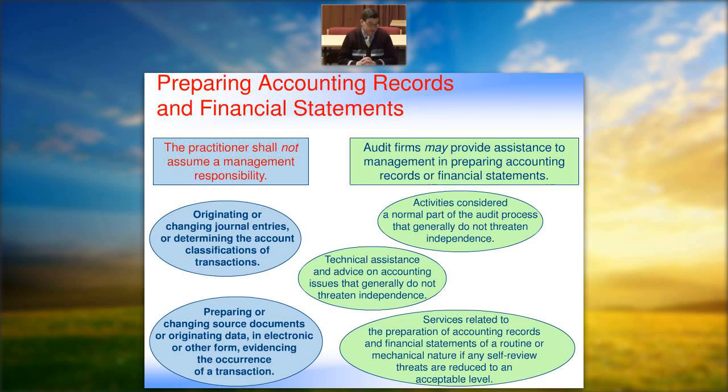Preparing accounting records and financial statements. The biggest single problem here, aside from the fact that it's just not allowed where you're talking about public interest entities, but assuming we're not dealing with a public interest entity, what's the really important thing? The really important thing is that you shall not assume a management responsibility. That you as the auditor don't take a decision that should properly be the decision of management. So, for example, originating or changing journal entries or determining the amount or classification of transactions.